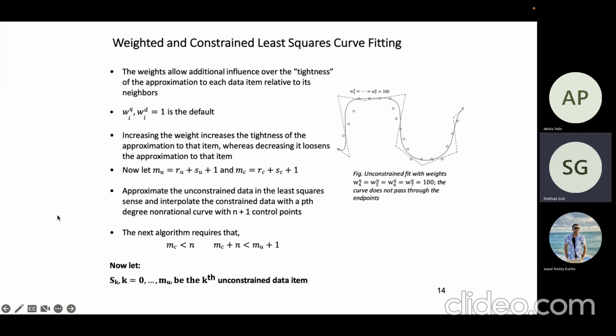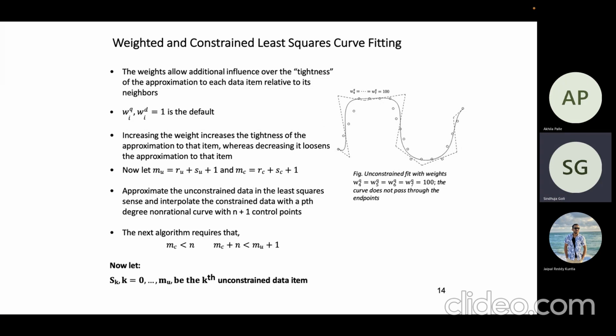The weights allow additional influence over the tightness of the approximation to each data item relative to its neighbors. Here, w_q[i] and w_d[i] are equal to 1, which is the default. Increasing the weight increases the tightness of the approximation to that item, whereas decreasing it loosens the approximation to that item. Now let mu = ru + su + 1 and mc = rc + sc + 1.